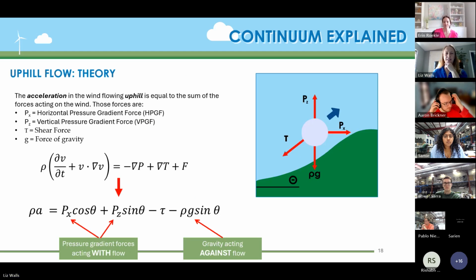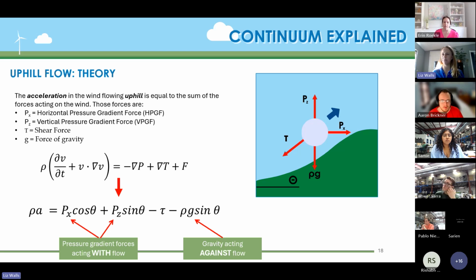Okay, so that was a great explanation of what's happening when wind is flowing downhill. So now let's take a look at the opposite situation where wind is flowing uphill. What we're looking at here is a similar free body diagram, except now we have wind going uphill. And Aaron was making a point of thinking about directions of these forces in relation to the direction of the flow. So let's take a closer look.